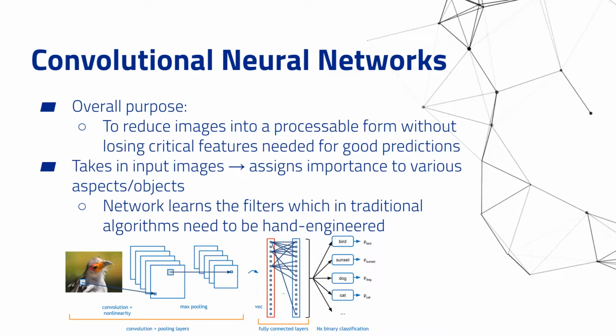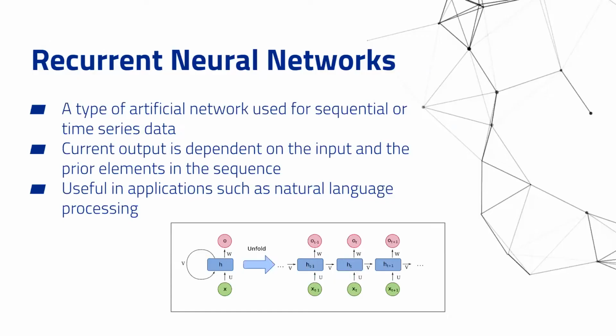And this part regarding image recognition is probably not that relevant to today's topic, but it's sort of how the convolutional type of neural network works. The other neural network is called a recurrent neural network, and that's also something we're going to focus on today. It's the type of artificial neural network used for sequential or time series data.